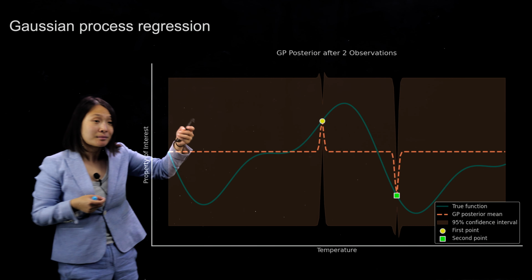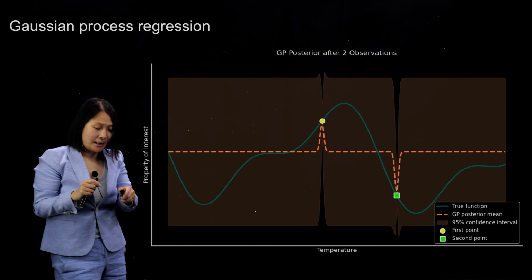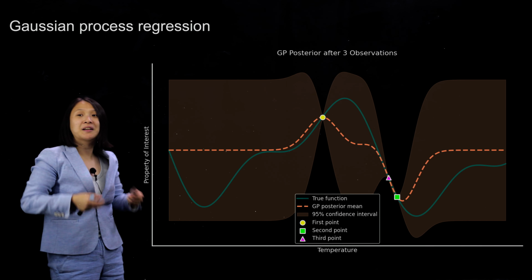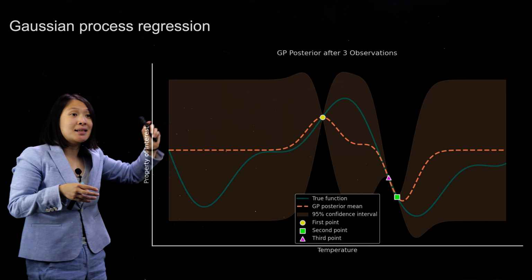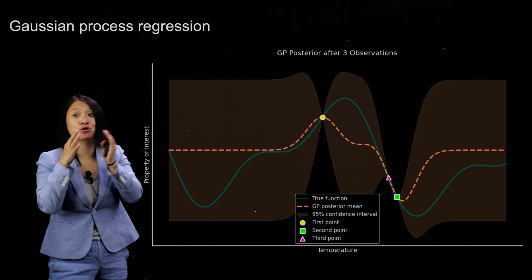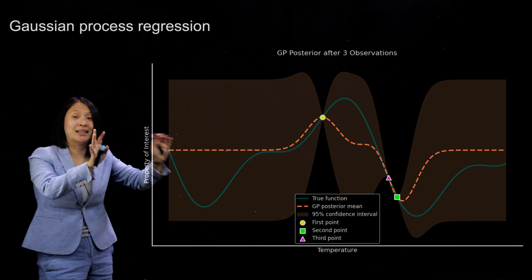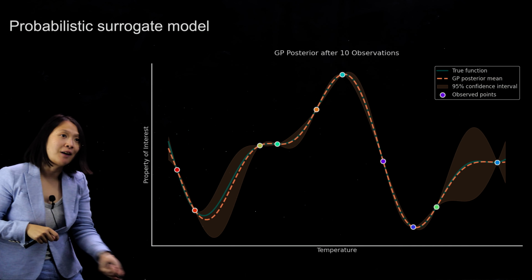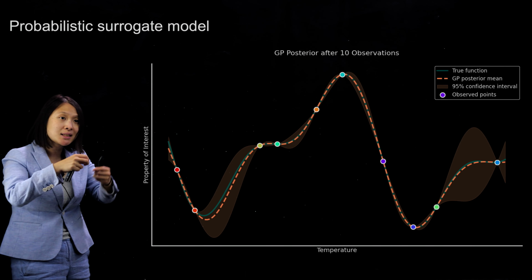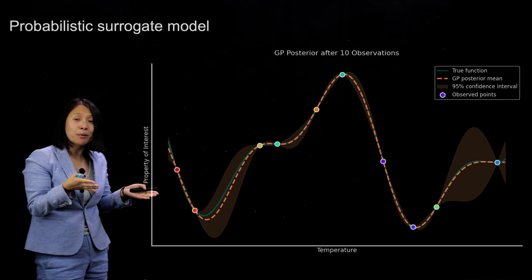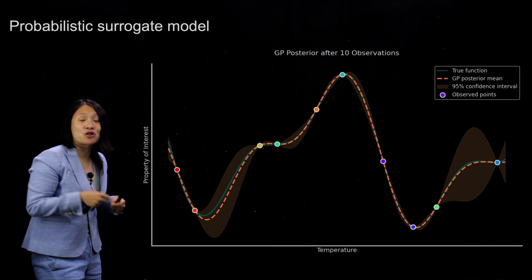And you can see now the dashed line changes, and our uncertainty estimates change. With the third point collected, you can see our posterior mean is getting closer and closer to the true function that underlies this data we've been collecting. After 10 observations, so in this case we've already collected 10 data points, you can see that the Gaussian process regression model fits pretty well with the underlying true function.